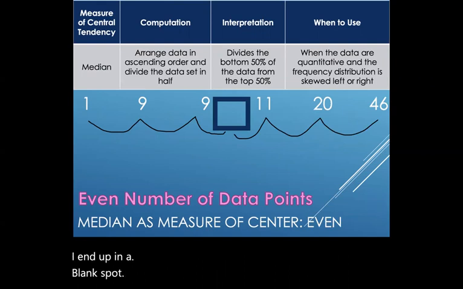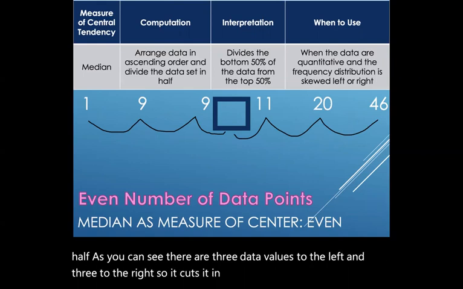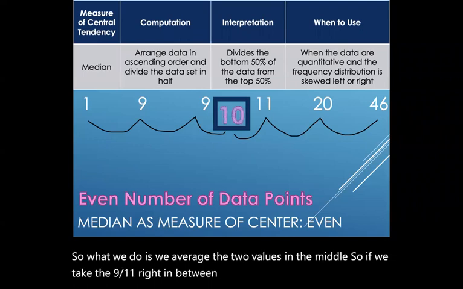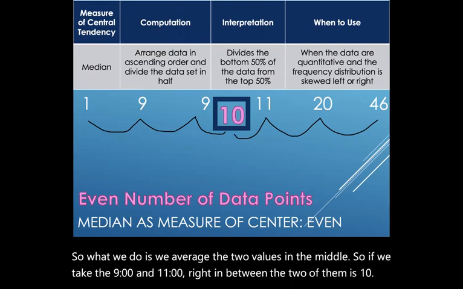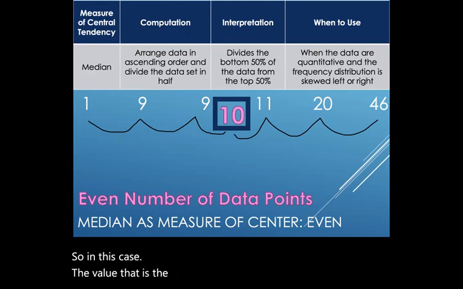Now that blank spot can still exist and we'll still divide the data in half. As you can see, there are 3 data values to the left and 3 to the right. So it cuts it in half. So what we do is we average the two values in the middle. So if we take the 9 and 11, right in between the two of them is 10. So in this case, the value that is the median would be 10.